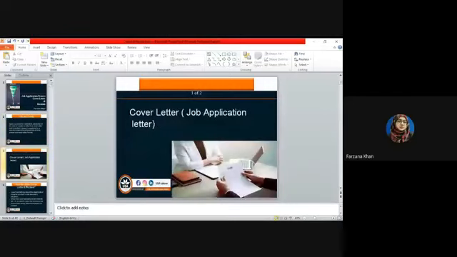So what is a cover letter? A cover letter is also called a job application letter, and it is the first and very important step in the job application process. It is also called an application letter, which is basically attached with the resume. Whenever you submit your resume, accompany it with a cover letter or application letter.